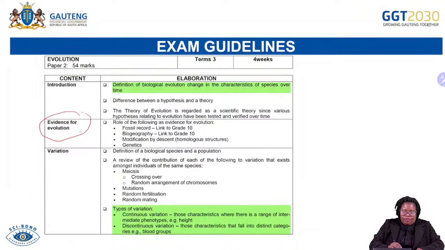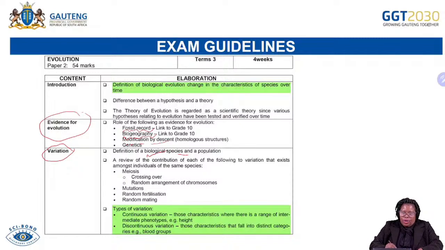So for evidence of evolution, we're going to look at the role of the following: the fossil record, biogeography, modification by descent, and also genetics. Again, according to the exam guideline, this is very important. We'll be looking at variation, grade 12 learners. There, you need to know the definition of what? Biological species and a population, because sometimes we tend to confuse species and population.